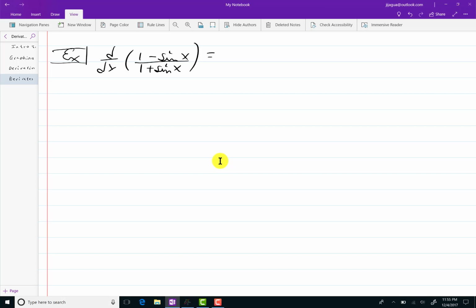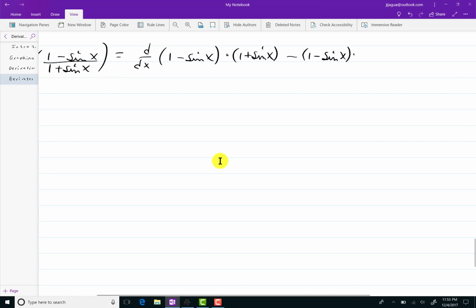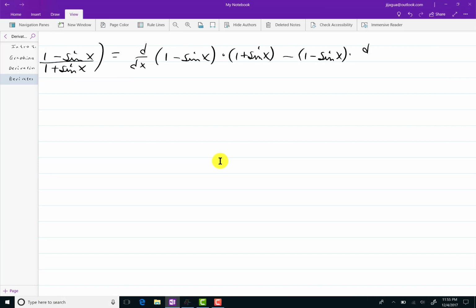In the numerator, we have d over dx. Now you take the derivative of what was in the numerator, 1 minus sine of x, times 1 plus sine of x, and then minus, now you have 1 minus sine of x, times, let me move the page over a little bit, the derivative, d over dx, of 1 plus sine of x.